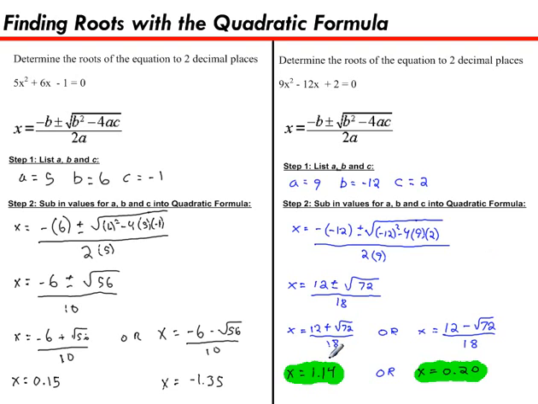Your roots are x equals 1.14 or x equals 0.20. And if you didn't quite get that, make sure you had this step right, where you subbed in your a, b, and c values, because a lot of times students miss negatives. For instance, this negative and this negative will make a positive 12 on the next line. So little things like that. And make sure that you got the square root of 72. Okay, so 1.14 and 0.20.